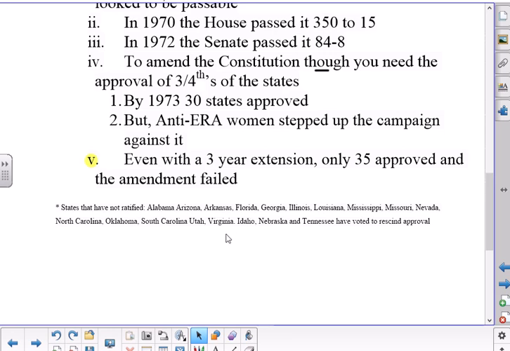The states that did not approve, you can read down here, I think largely, not entirely, you can see that they're southern states, which politically are more conservative than many other states.